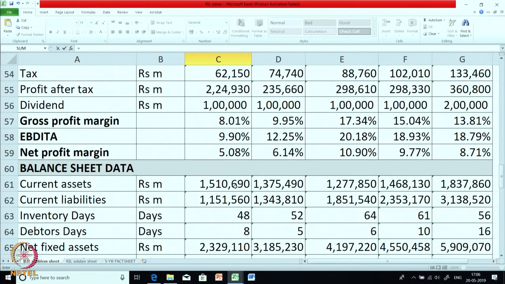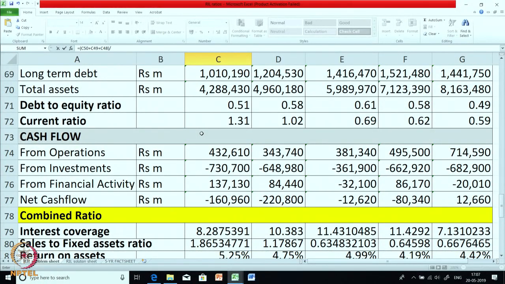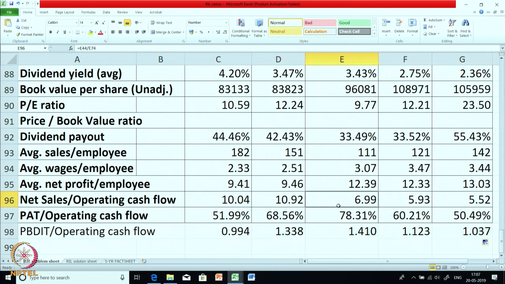So, we are linking our cash profit to cash from operating activities. So, let us take profit before tax, add interest, add depreciation, which is our PBDIT, and divide it first by cash from operations. So, you are getting 0.99, 1.31. The amount is close to 1, is it correct?